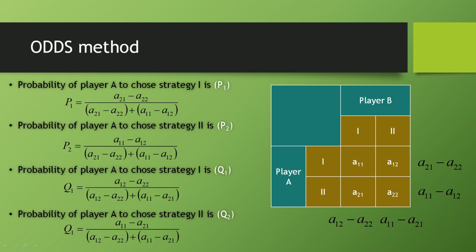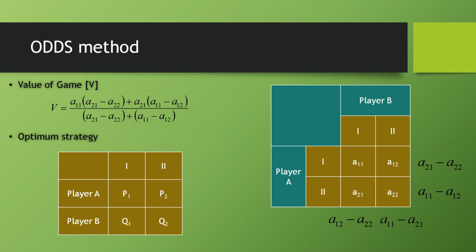Now the probability of player B. Probability of player B to choose strategy 1, you take A12 minus A22 in the numerator and divide it by the sum of these two. Probability of player B to choose strategy 2 is A11 minus A21 divided by the sum of these two. So you do not have to remember this formula, just remember the method. You will be able to easily calculate the probability of players.